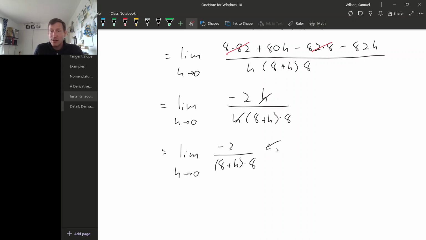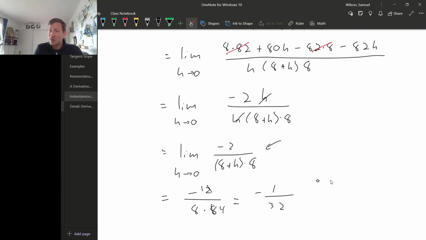This resulting function here is rational, and it is defined at h equals 0, so it's continuous at h equals 0, so we can just plug in our 0 now. So we get minus 2 over 8 times 8. We can get rid of a factor of 2 here, we get minus 1 over 8 times 4, 32. Yeah, 32. So minus 1 over 32.